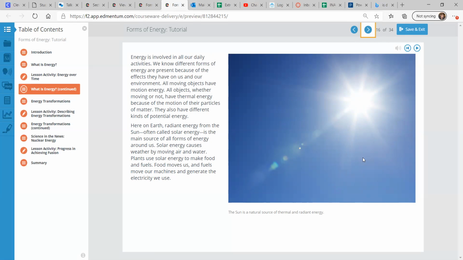Here on Earth, radiant energy from the sun, often called solar energy, is the main source of all forms of energy around us. Solar energy causes weather by moving air and water. Plants use solar energy to make food and fuels. Food moves us, and fuels move our machines and generate the electricity we use. The sun is a natural source of both thermal heat energy and radiant light energy.